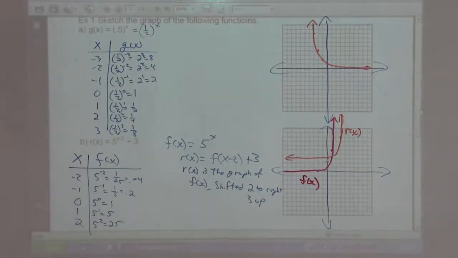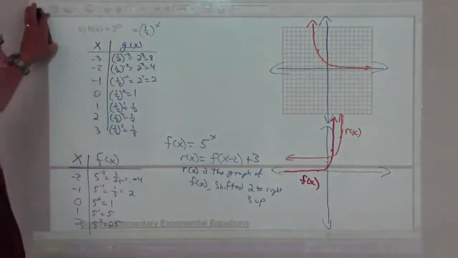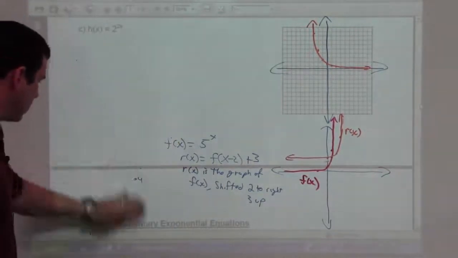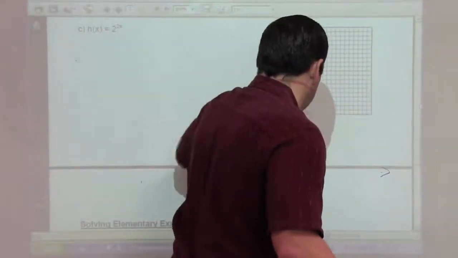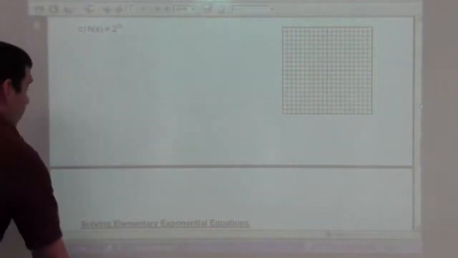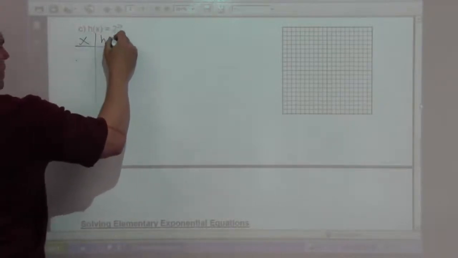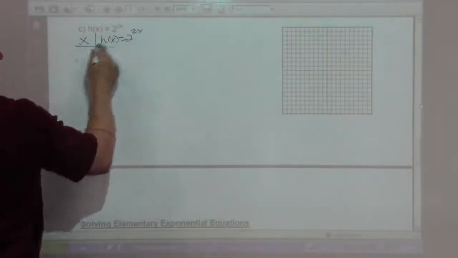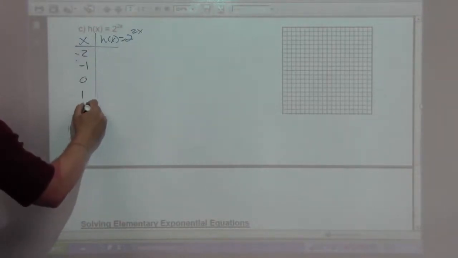I'm going to go on to part C here. It says h of x equals 2 to the 2x. So here we go. Blue. Okay, here we go. I like the blue pens. So we'll go again with negative 2, negative 1, 0, 1, 2, 3.